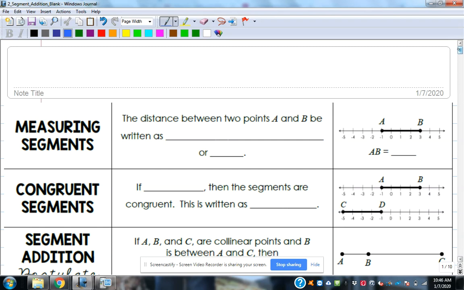All right, I get to do a little algebra in this section, so I'm excited about that. I like doing the algebra stuff. All right, so we're going to talk about segments in this lesson. So this is lesson number 2, segment addition.